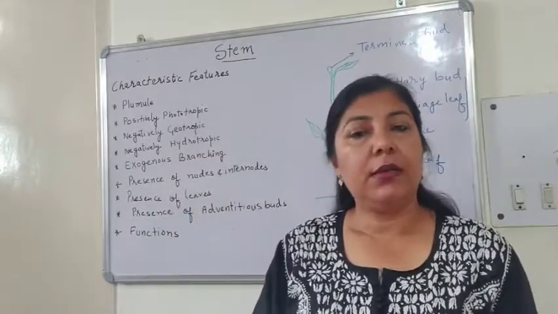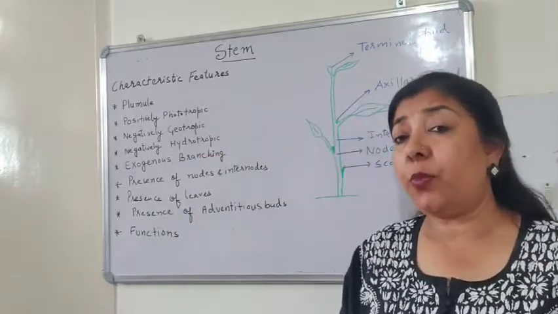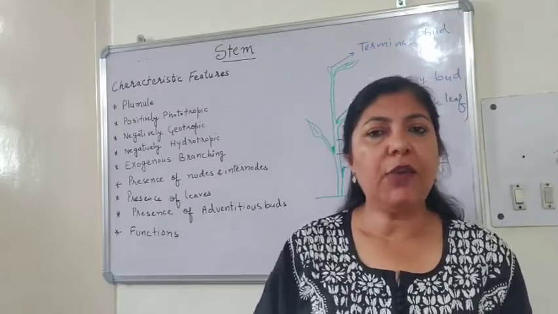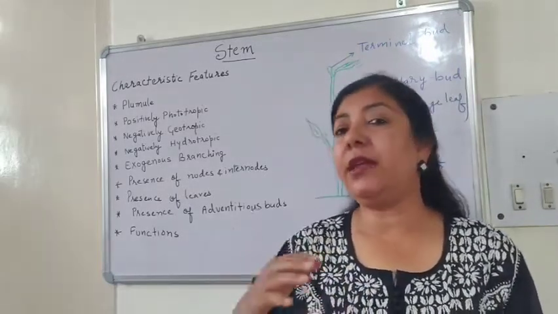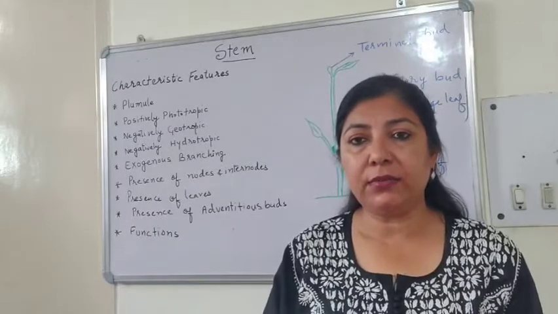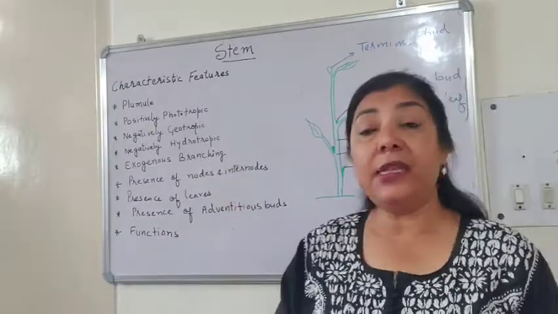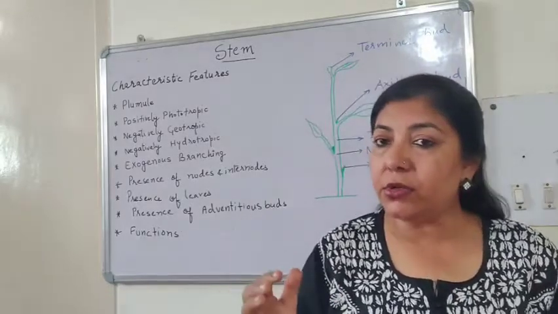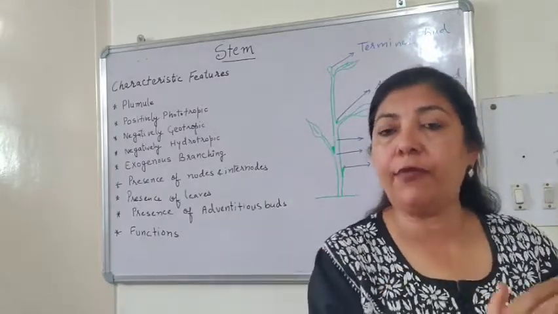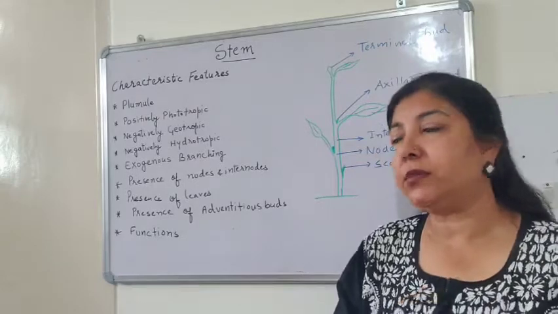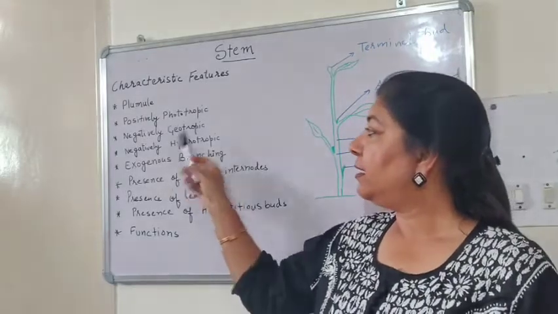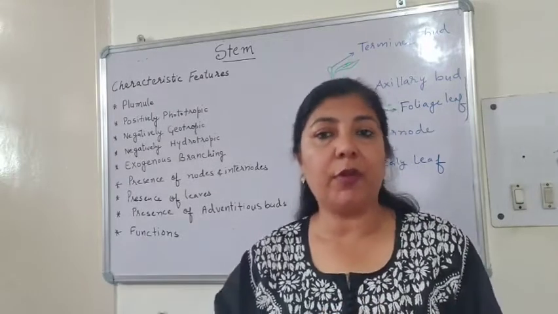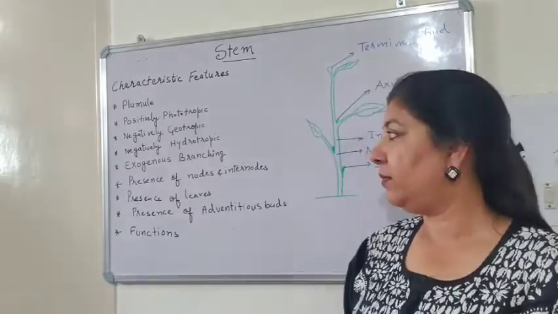Next, stem is always positively phototropic, which means it will always move in the direction of the light. But it is negatively geotropic, which means the stem will move away from the gravitation force. Then stem is also negatively hydrotropic. It moves away from the direction of the water.